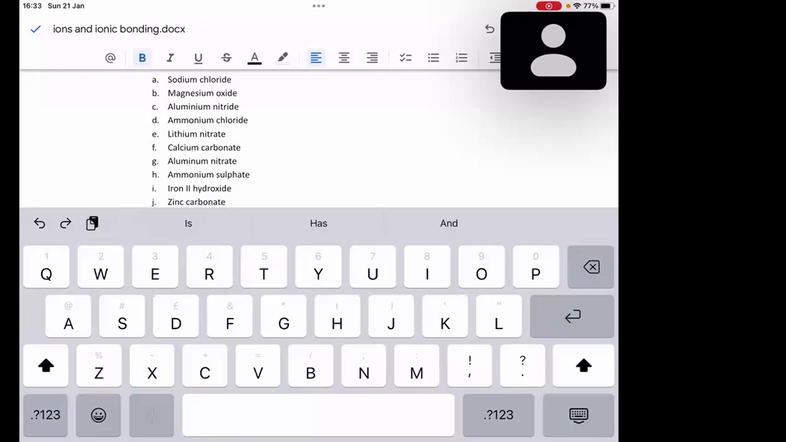Can somebody give me a quick update on what we should be doing? Writing the formula for the compounds that's on the board. That's what we're doing.